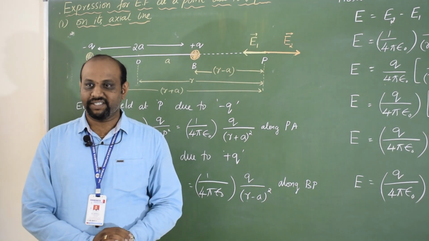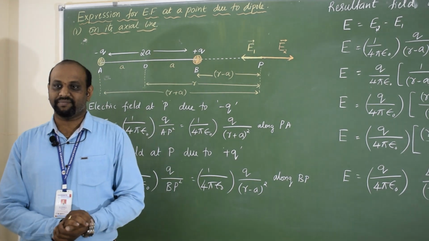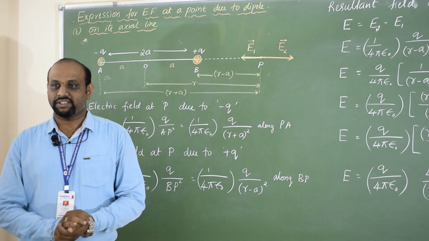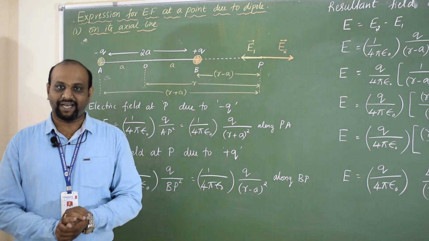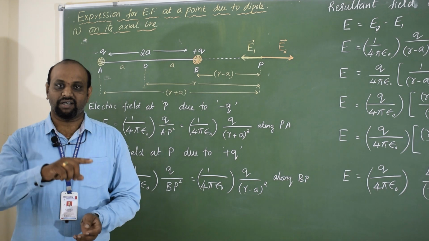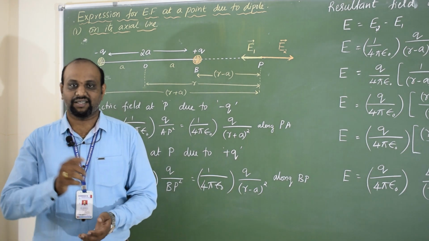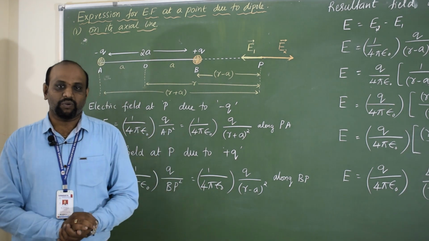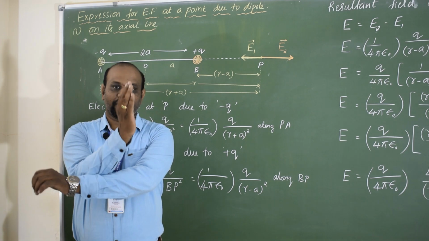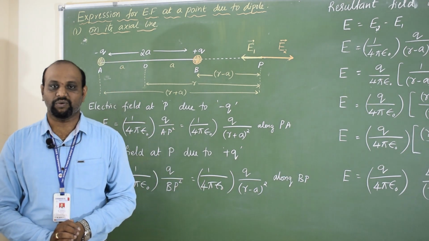You already know the definitions of axial line and equatorial line. What is meant by axial line? A line passing from the negative charge to the positive charge is called the axial line, also called the dipole axis. And what is meant by equatorial line? A perpendicular line drawn at the midpoint of the dipole is called the equatorial line.